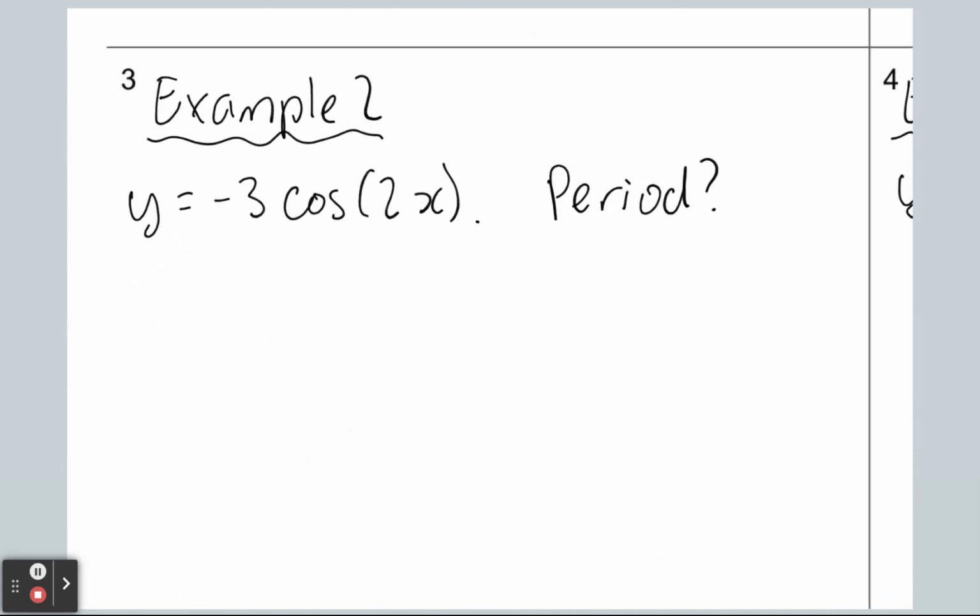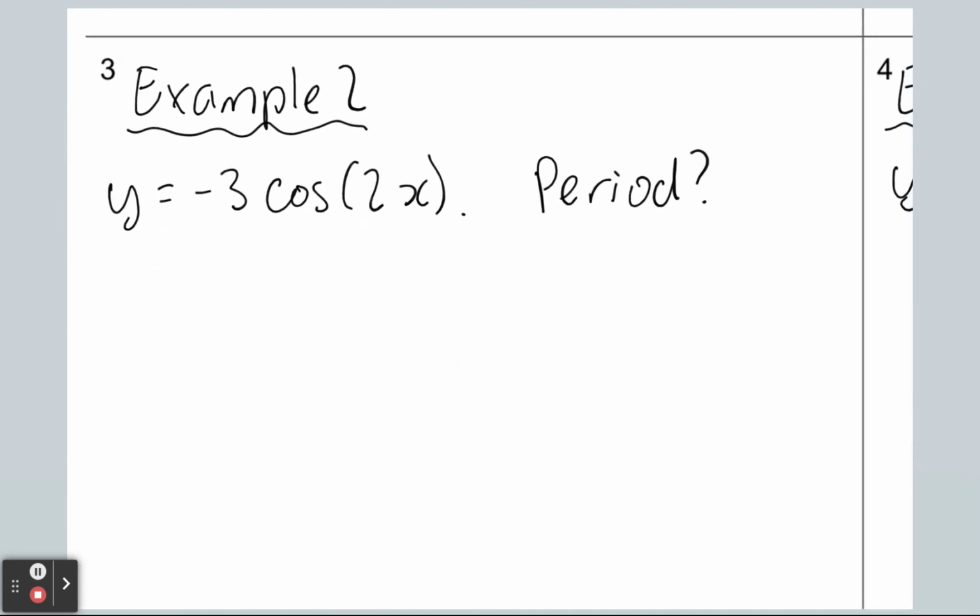In the second example here, we have y equals negative 3 cos 2x, and you are asked to find the period. So this thing here is what controls the period. It is n. n is equal to 2. And so your calculation is period equals 2 pi, which is a standard period length for sine and cosine, divided by n, which in this case is 2, which is equal to pi.